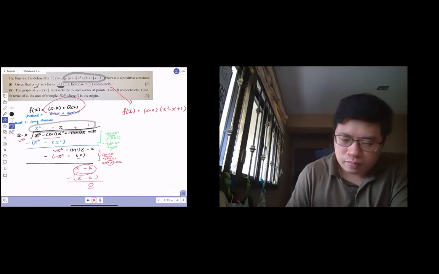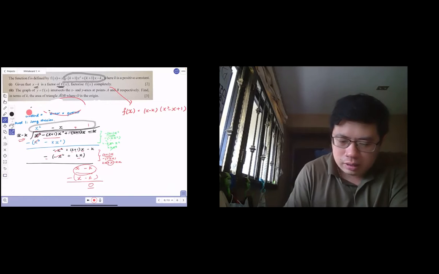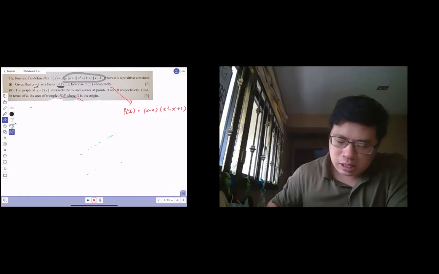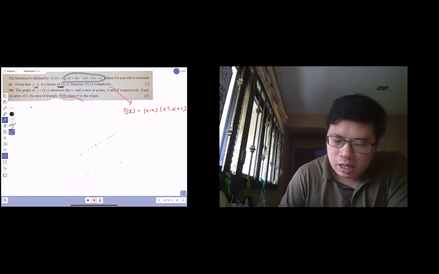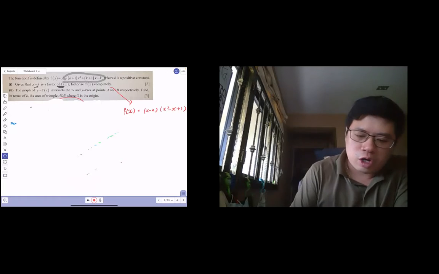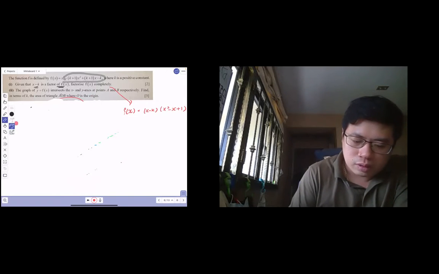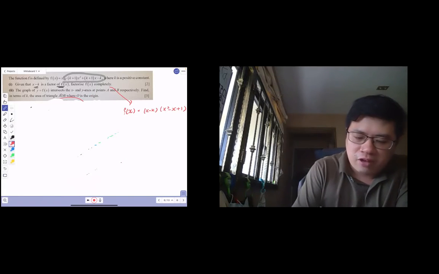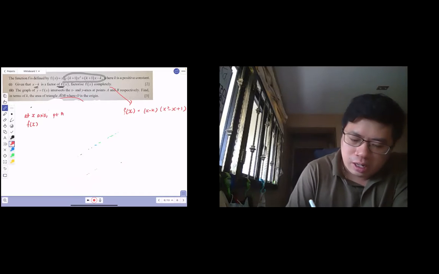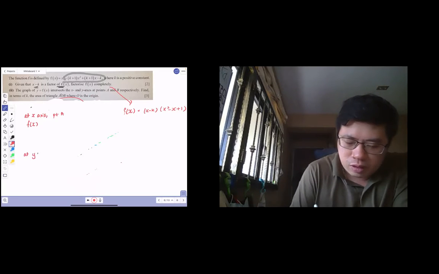Now the graph, I'm just going to erase this part. The graph of y equals f(x) intersects the x and y axes at points A and B respectively. Find, in terms of k, the area of triangle AOB where O is the origin. So simple idea, at the x-axis we are looking at point A, and at the y-axis where it intersects, you'll basically be point B.